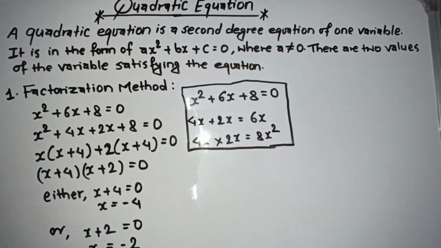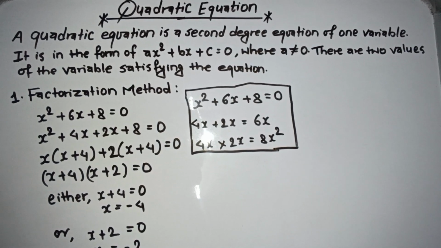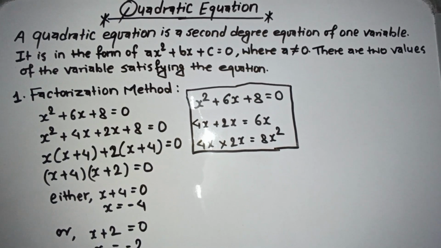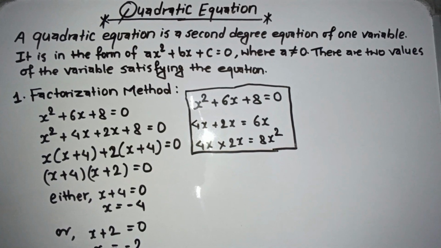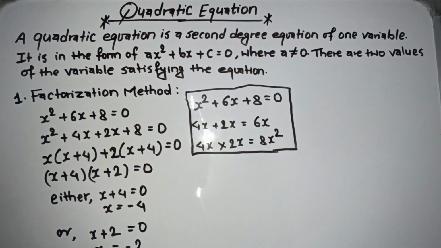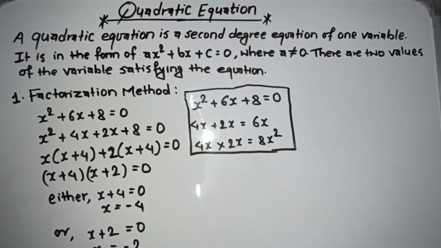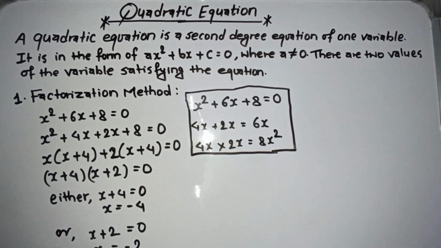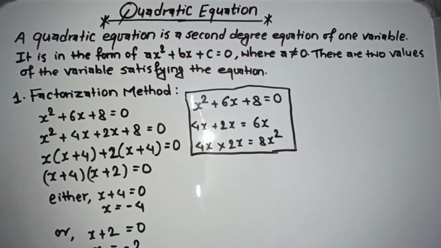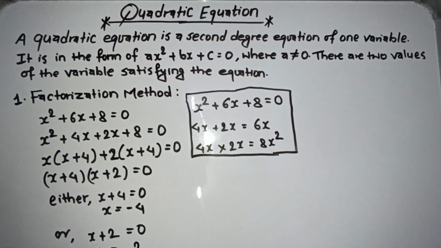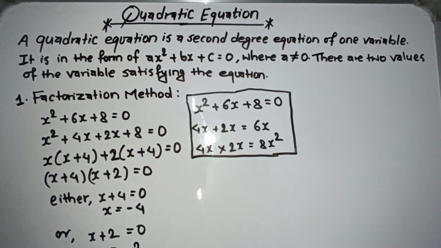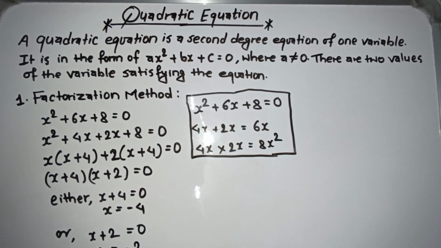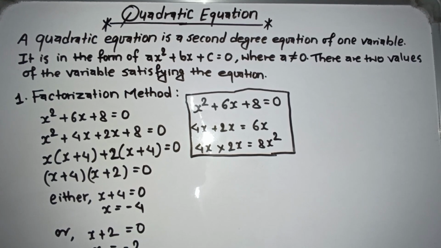Today we study quadratic equation. A quadratic equation is a second degree equation of one variable. It is in the form of ax square plus bx plus c is equals to 0, where a is not equals to 0. There are two values of the variable satisfying the equation.